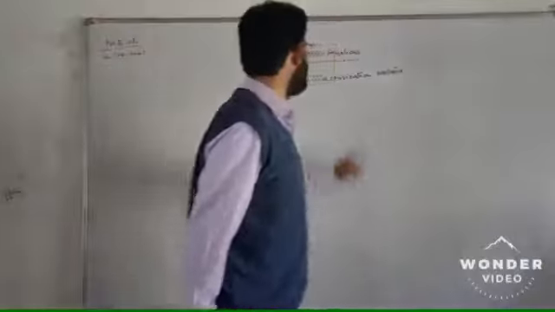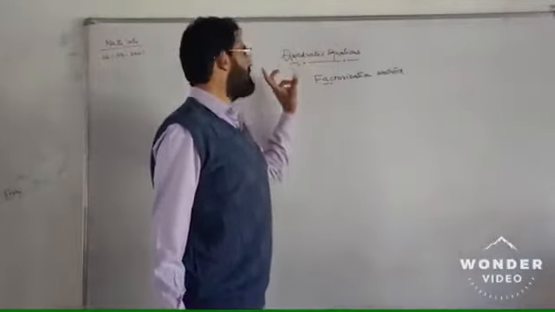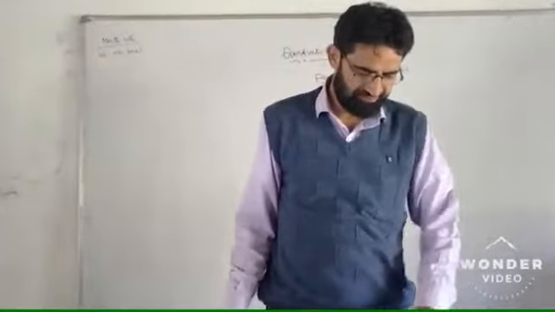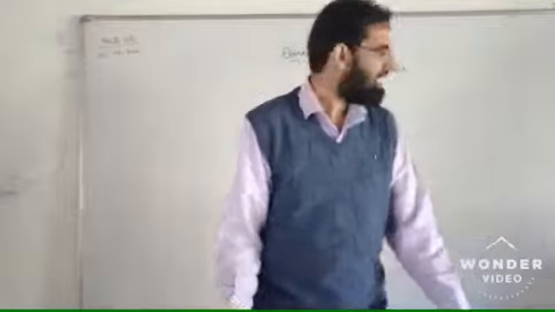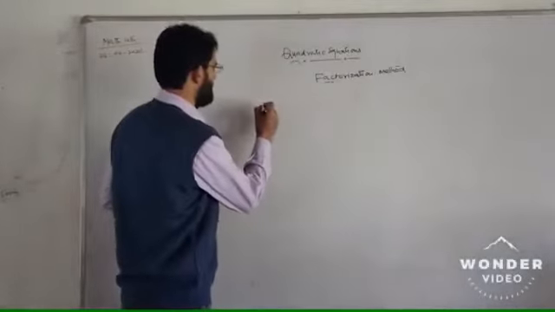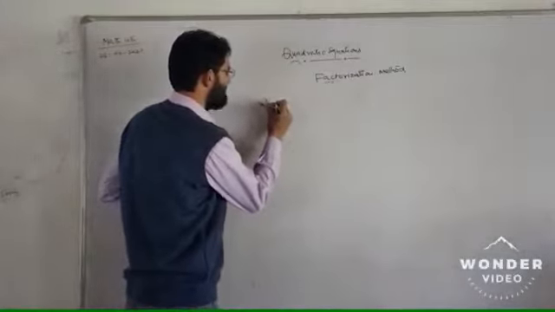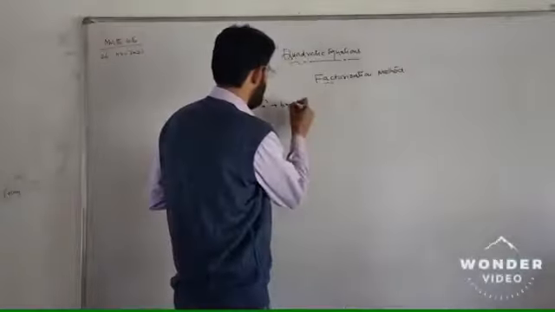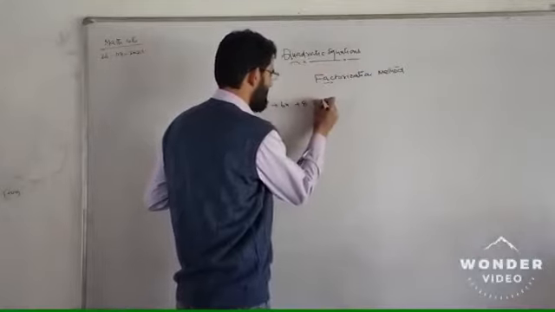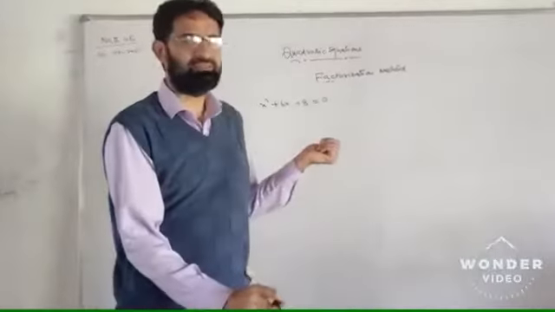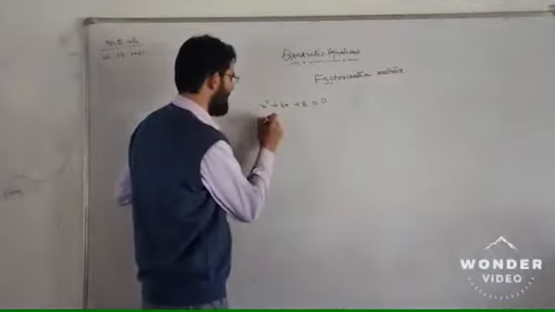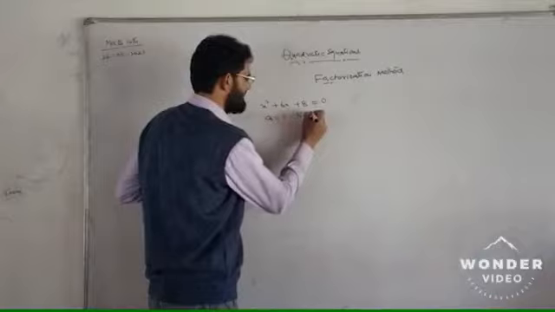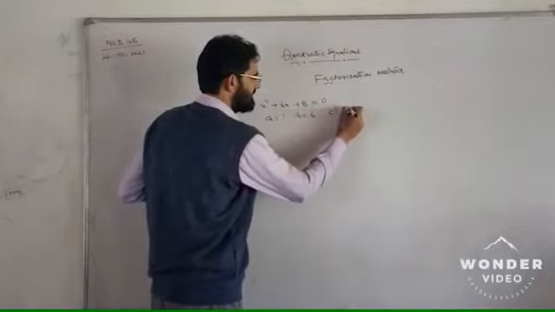We are discussing the factorization method, how to solve a quadratic equation by factorization, and for that we attempt so many questions. Now today let us do one more question. x square plus 6x plus 8 is equal to 0. By this factorization method, A is 1, B is 6, and C is 8.